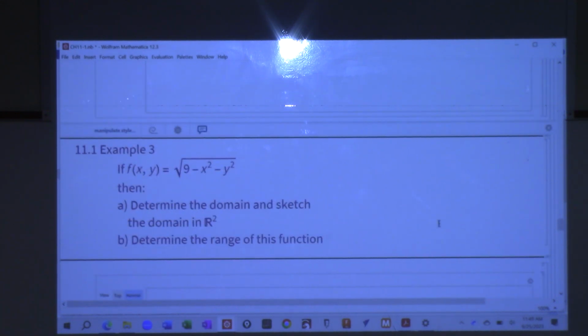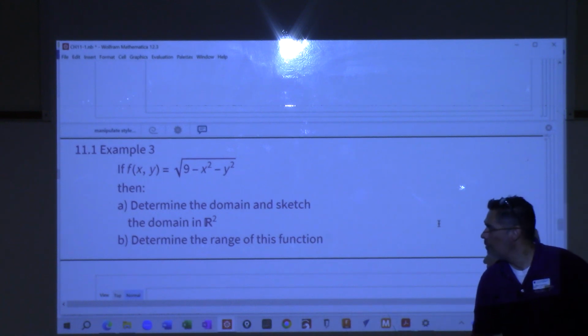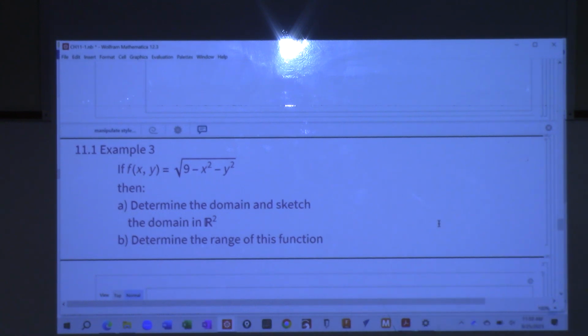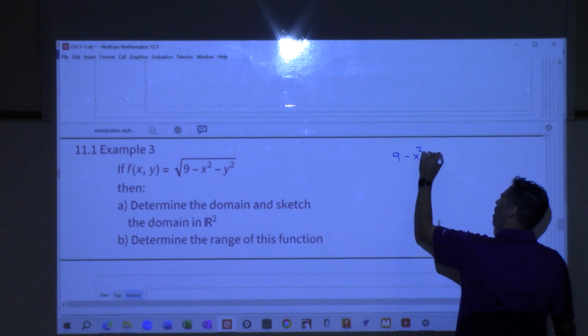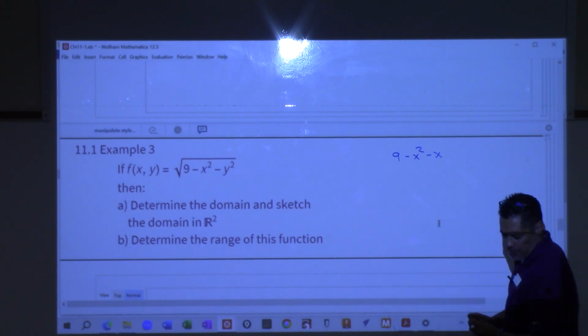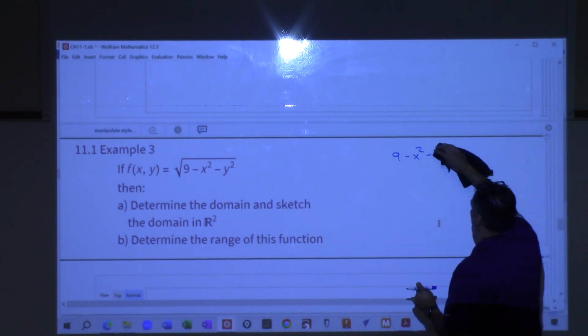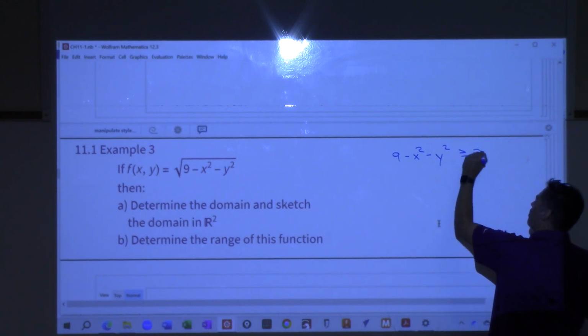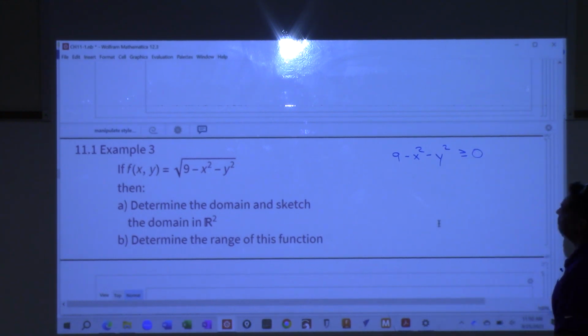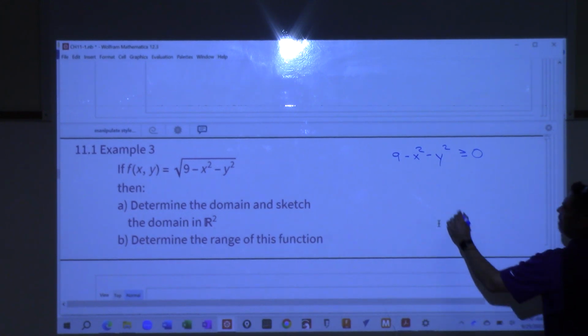What about this one? Let's just talk about the domain of this one. The 9 minus x squared minus y squared, that must be greater than or equal to 0, right? For us to be able to do the square root? Okay. Well, that kind of looks like this.